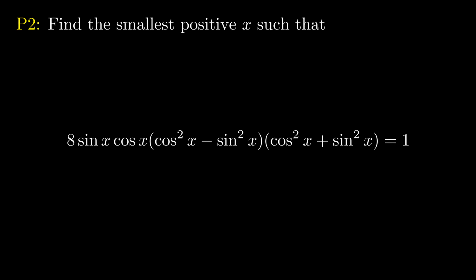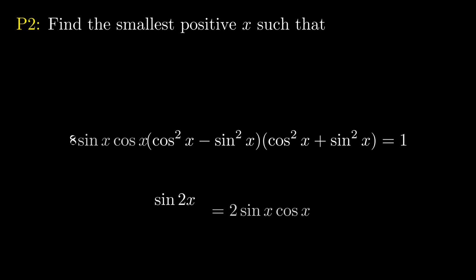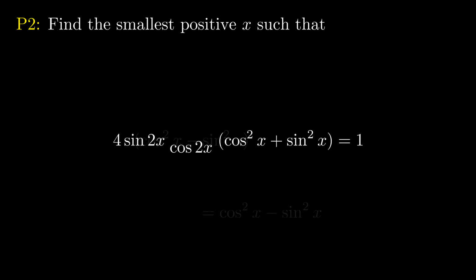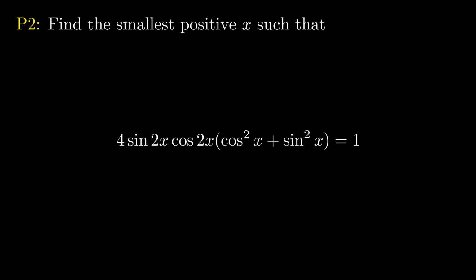Now 8 sine x cosine x, that looks like the sine double angle formula because it involves sine x times cosine x. Let's substitute that in. Looking at the second term, cosine squared x minus sine squared x looks like the cosine double angle formula. Let's substitute cosine 2x. And the third term, cosine squared x plus sine squared x, that looks like the Pythagorean identity. Let's substitute a 1 into there.